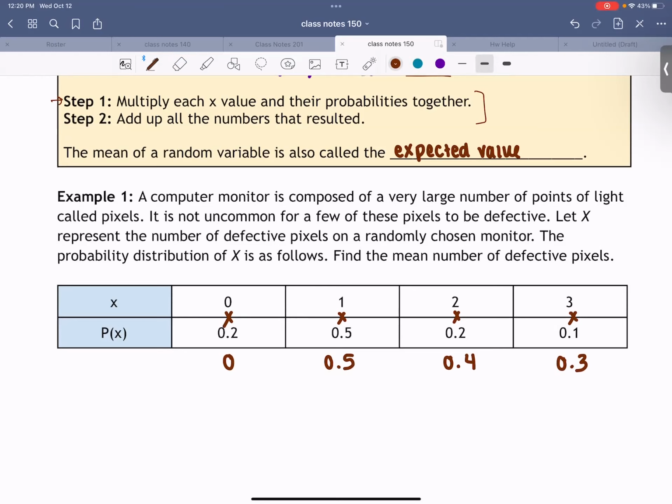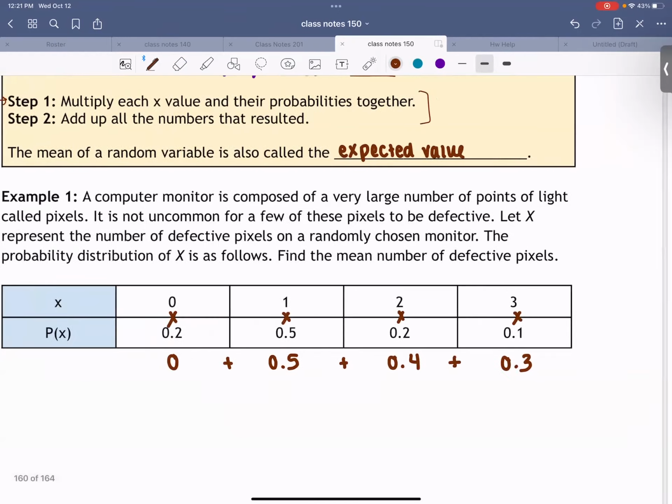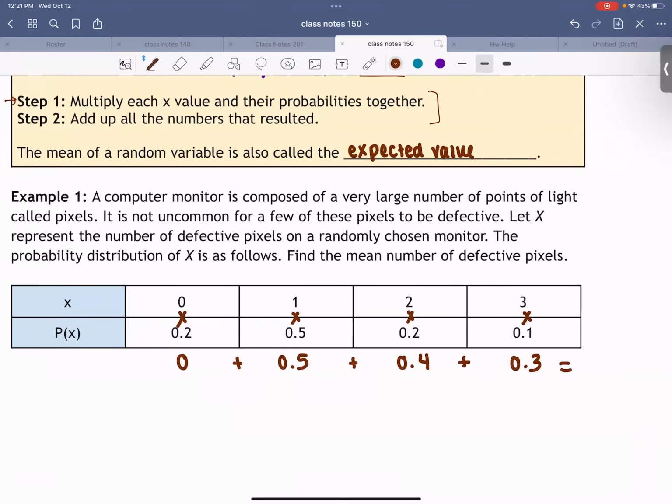What does step 2 tell me to do with these numbers? Yeah, add them all up. Good. So I take my 0, my 0.5, my 0.4, and my 0.3, add them together, and I'm getting 1.2. This is my mean, and on average, I can say that the number of defective pixels is around 1.2. So maybe 1 or 2 defective pixels when I look at my screen.